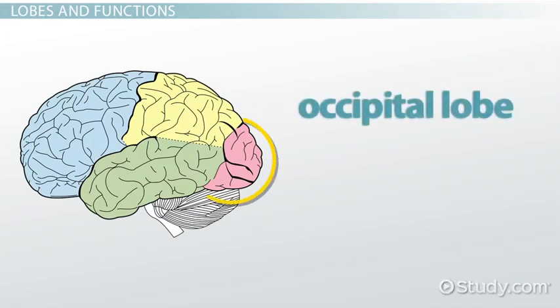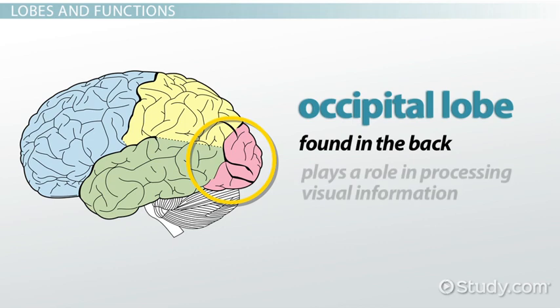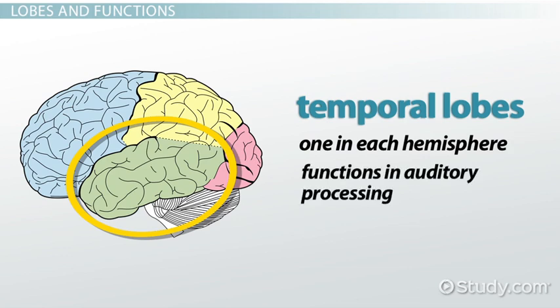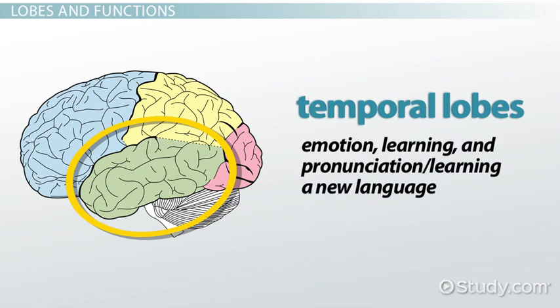The occipital lobe, found in the back of your cerebrum, plays a role in processing visual information. It can be related to oculus, the Latin word for eye. There are 2 temporal lobes, one in each hemisphere, close to where your ears are. It primarily functions in auditory processing. However, it may also be involved in emotion, learning, and pronunciation, or learning a new language.